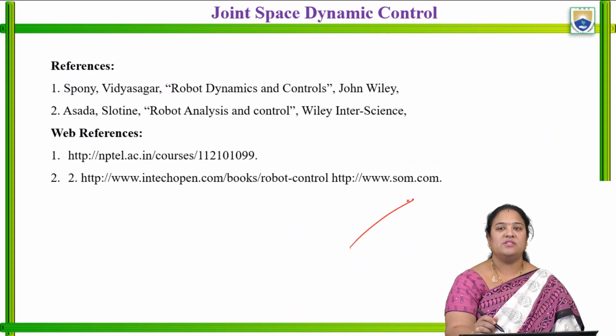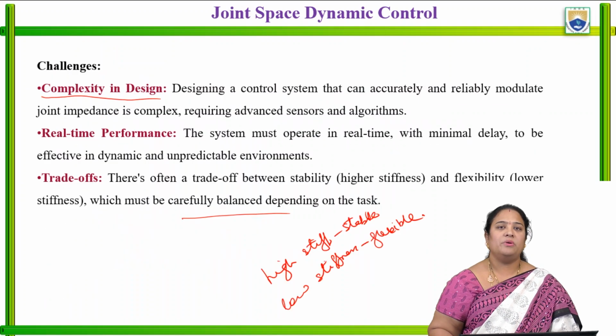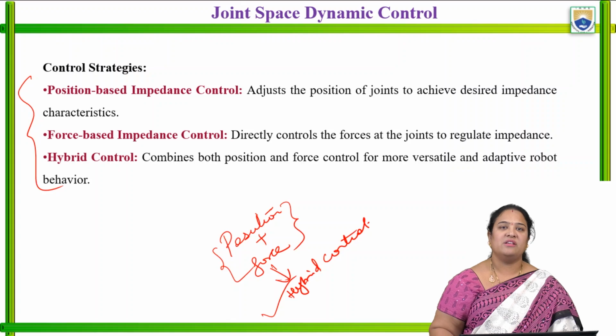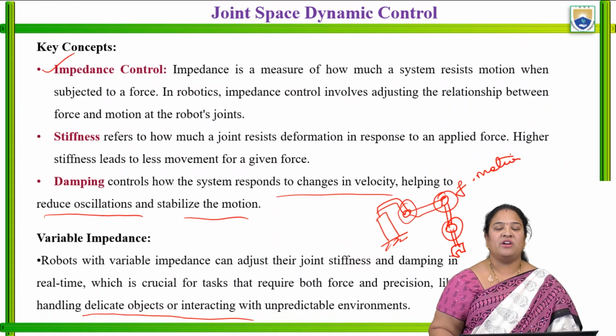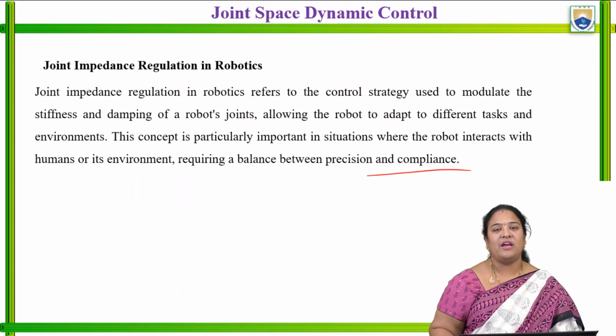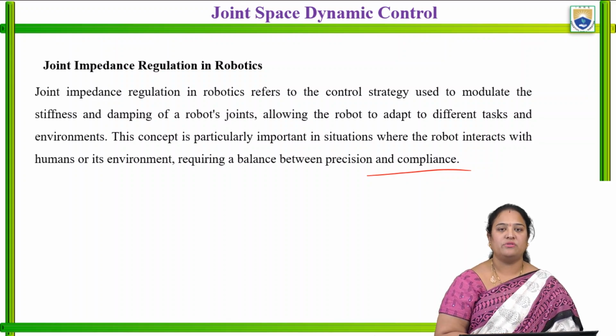So these are the references which we have gone through for this particular content. In today's topic, we have discussed the various control strategies, we have seen the various applications, we have come across the key concepts, and we have learned what exactly joint impedance regulation in robotics is about. Hope you have understood this concept, and in the next session, we will be dealing with another topic.